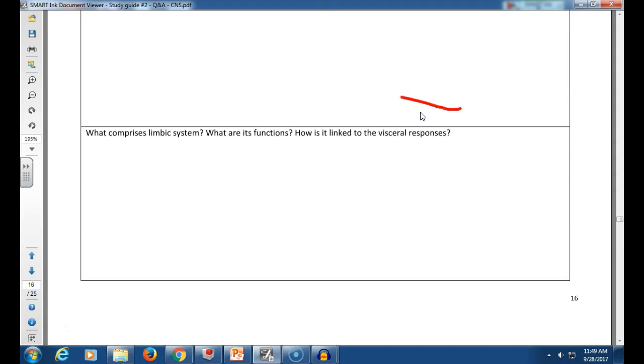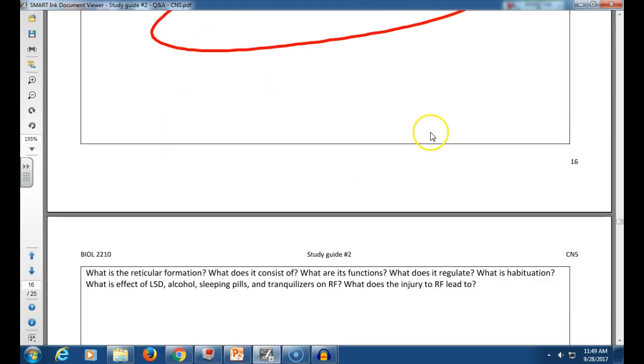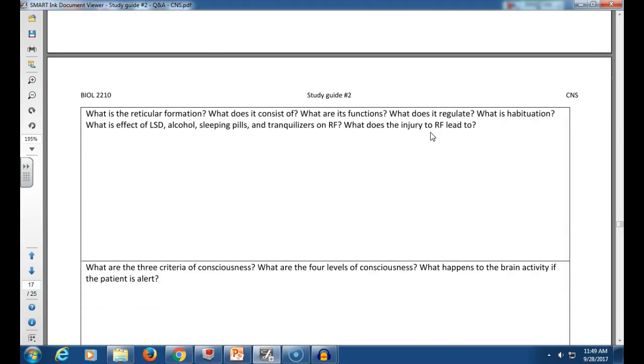Limbic system, emotional responses, including visceral responses to emotions. Reticular formation, alertness. Okay? Body functions.